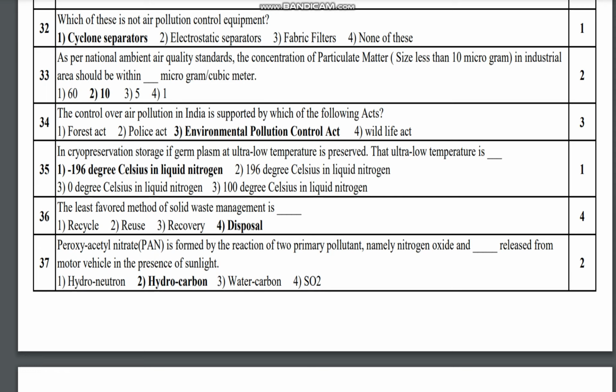36 is the least preferred method of solid waste management is disposal. 37 question is peroxyacetyl nitrate, that is PAN, is formed in the reaction of primary pollutant and released hydrocarbon.